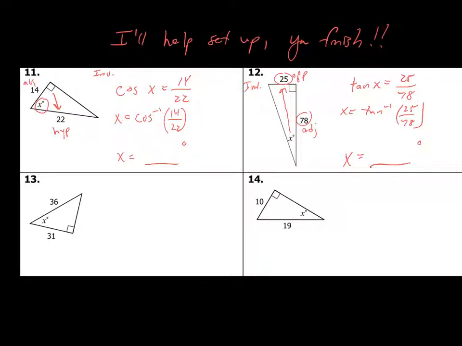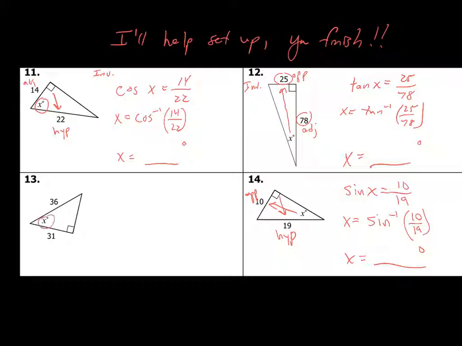We'll work our way backwards across the screen. Number 14. This looks like my opposite side, and this looks like the hypotenuse. And that's going to sound like sine of x is equal to the opposite side, which is 10, over the hypotenuse, which is 19. So if the sine of x is equal to 10 over 19, then x is going to be equal to the inverse sine of 10 over 19. And my calculator will help spit out the degrees to the nearest tenth.